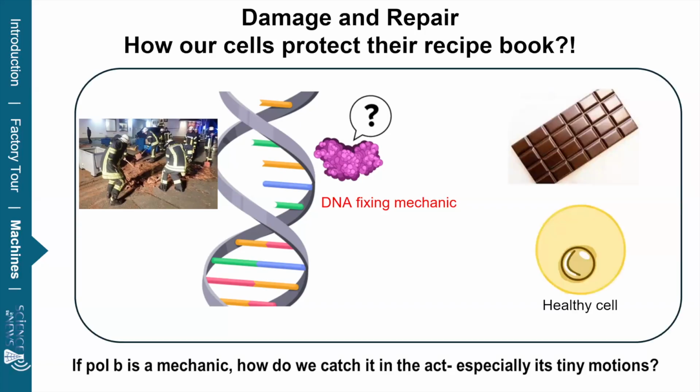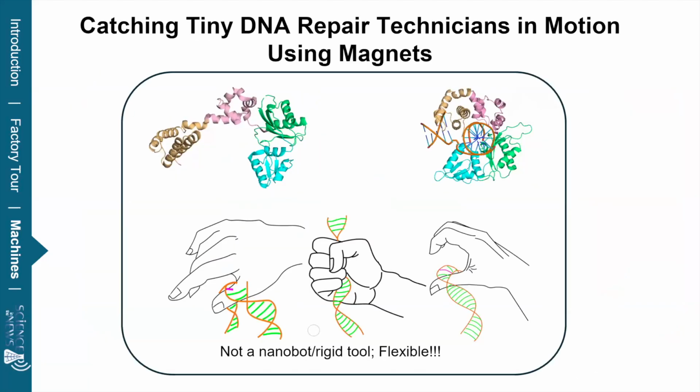Thankfully, we have an elite crew of repair enzymes that are constantly on patrol, proofreading and fixing these mistakes. Think of them as a factory's master mechanic and quality control team. One of the most important mechanics on this team is the enzyme I just mentioned, DNA polymerase beta. Now, we would want to catch this in motion. This brings us to the importance of the motions in these repair mechanics.